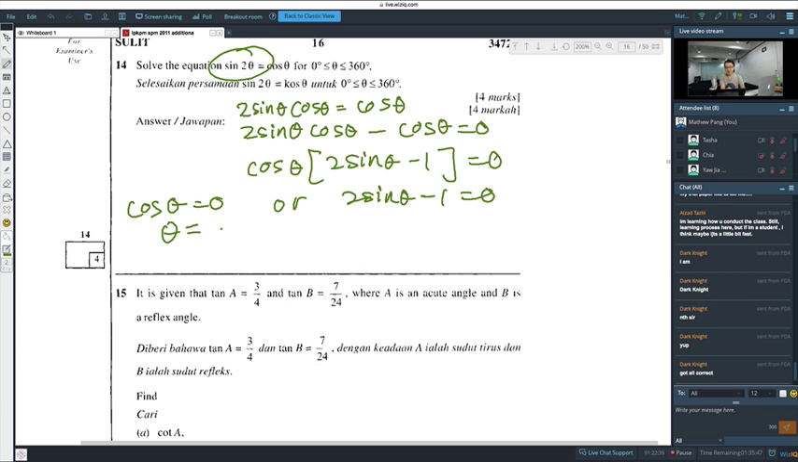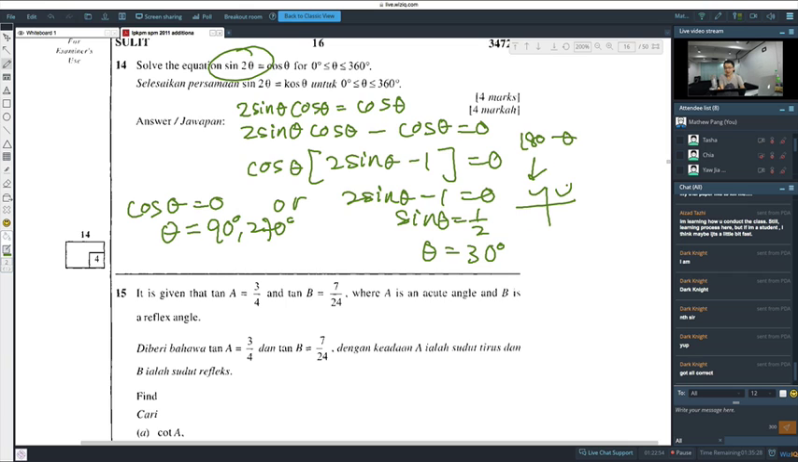Just now I say cos delta equals to 0, you will get 90 and 270 degree. And then this one, basically is sine delta equals to half. If you use the calculator will tell you angle is 30. But then sine, you will get positive in 2 quadrants, first and second. How to get the second answer in second quadrant is 180 minus delta. So 180 minus 30, you will get 150. Done. 4 marks.